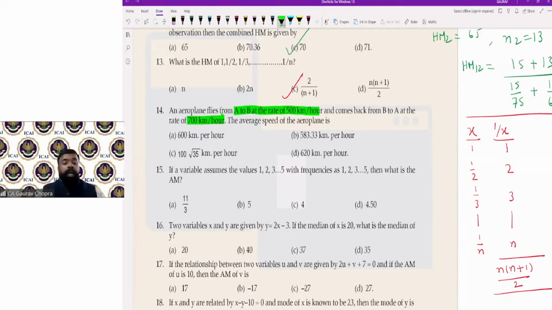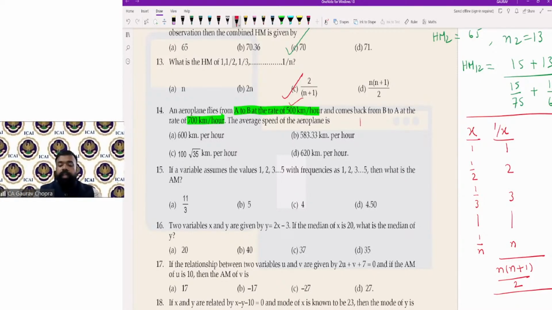कौन सा फॉर्मूला अप्लाई होगा? क्वेश्चन ने आपको कुछ नहीं बताया है whether you have to use AM, GM, HM. You have to decide which formula should be applicable. Which formula should be applicable? So we have discussed just now, whenever there is a question on speed, use HM.